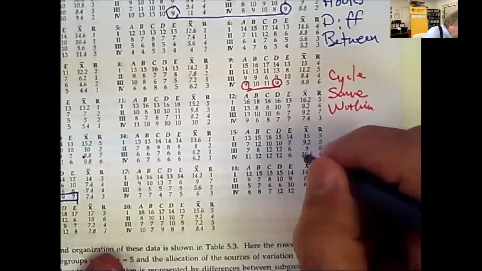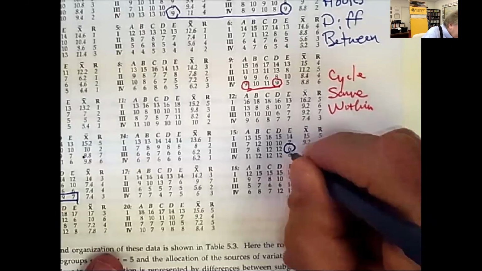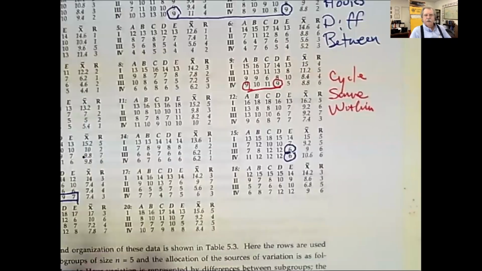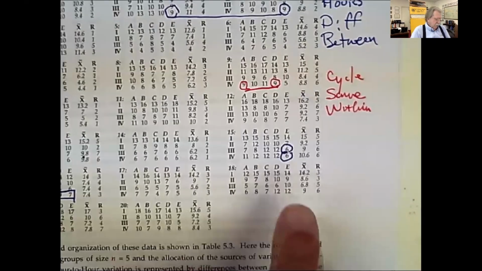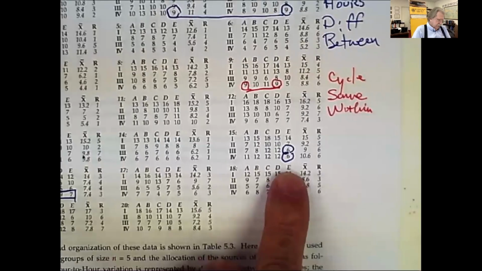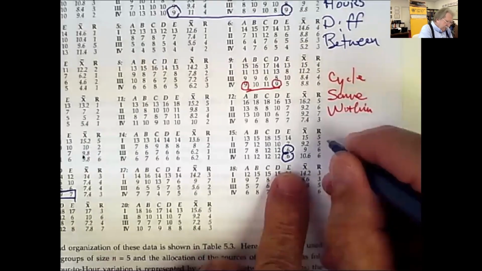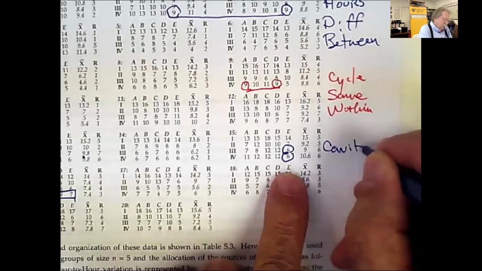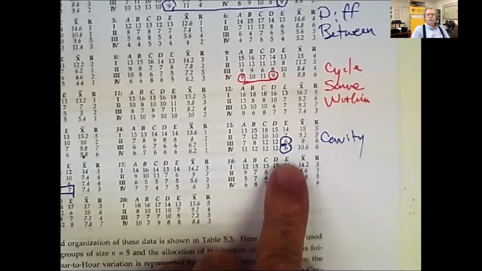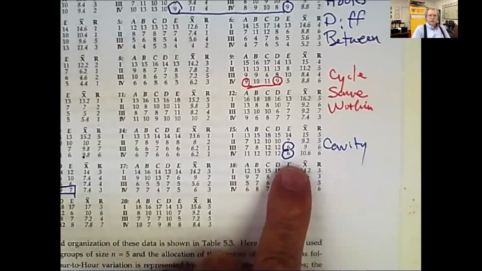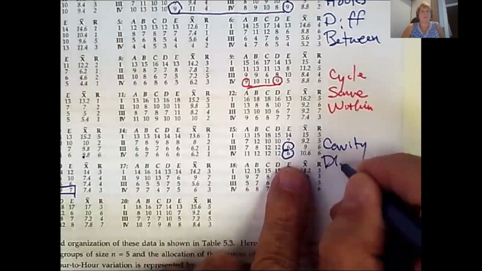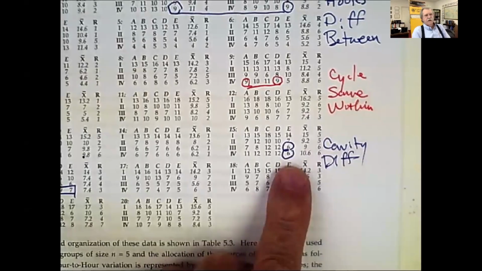Now, that's 6, that's 6. Differ in what way? In context, well, they're different cavities. Are they in the same subgroup or different subgroups? Different subgroups. So my cavity to cavity difference is going to show up between or within? Between.